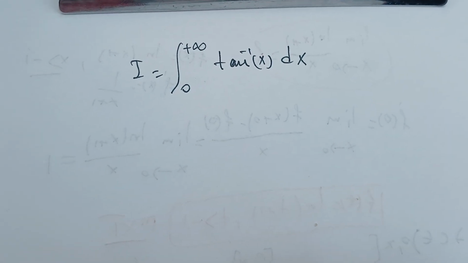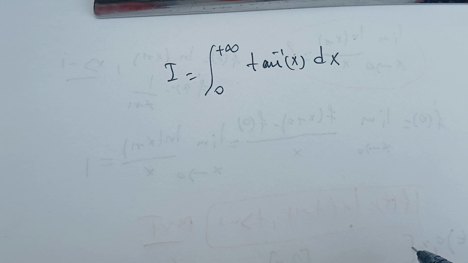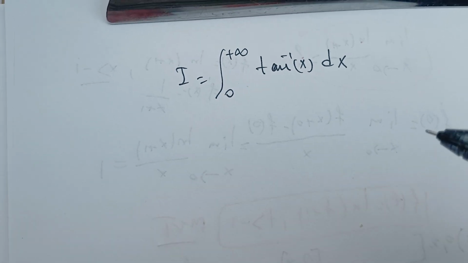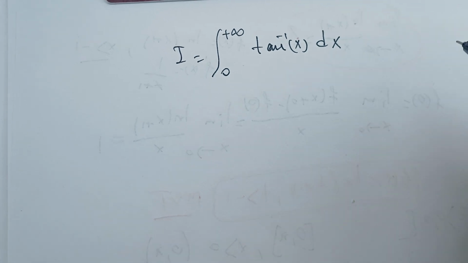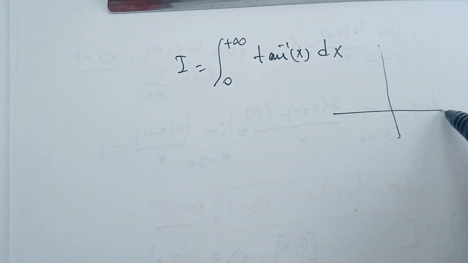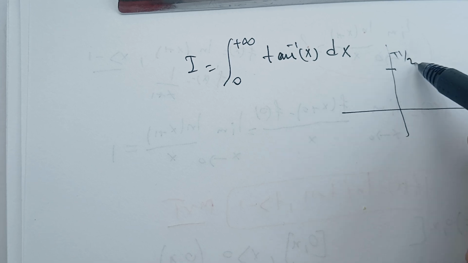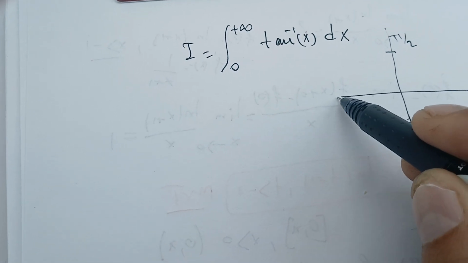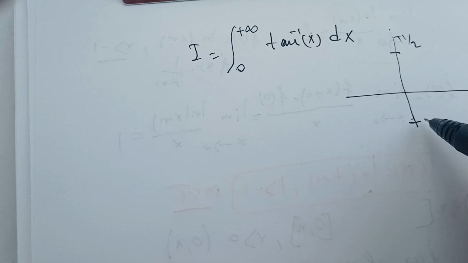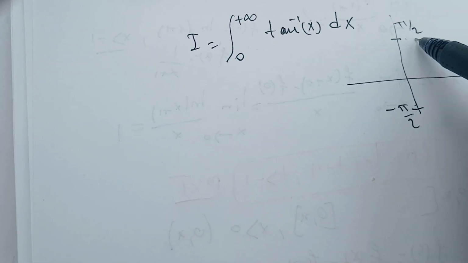Okay, now we're gonna find the integral of the arctangent between 0 and infinity. One quick way to see that this value is infinite is just by drawing the graph of the arctangent. The arctangent is defined for the whole real number line, but its range is between minus pi over 2 and pi over 2.